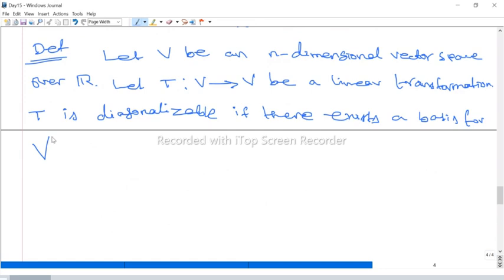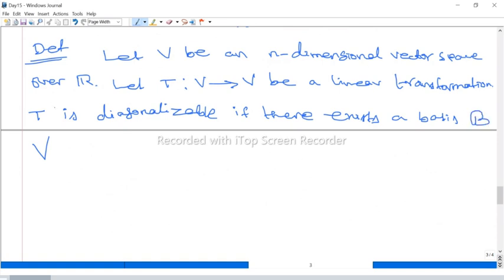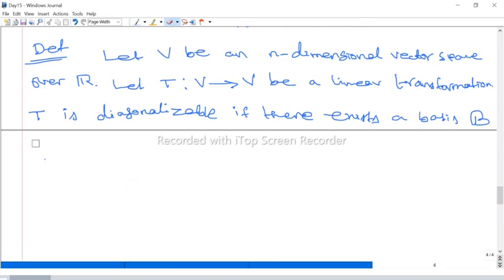Therefore, when we say a linear transformation T is diagonalizable, if there is a basis, we call that basis script B. So there exists a basis script B for V such that the matrix representation of T with respect to this basis is a diagonal matrix. Otherwise, it is not diagonalizable.